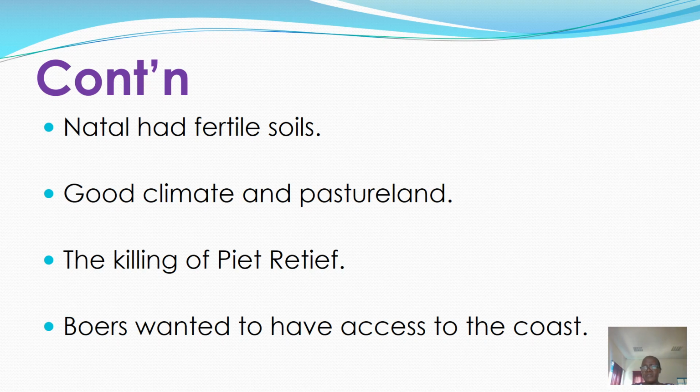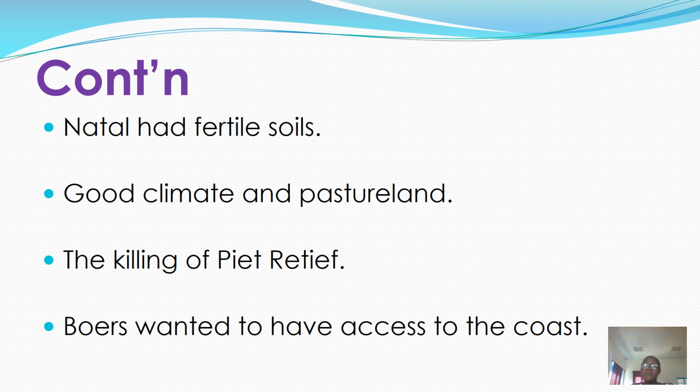The killing of Piet Retief cultivated a mood of revenge among the Boers, and so his death meant that they had to fulfill whatever Piet Retief had died for. So after his killing, Pretorius came up, and that is how the dreams of the Boers came to be.